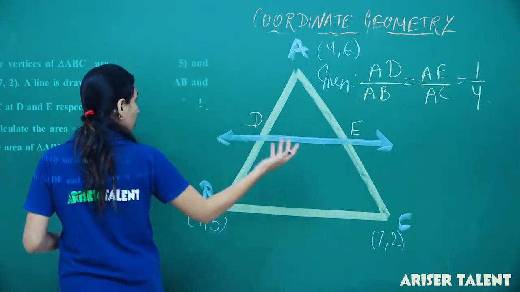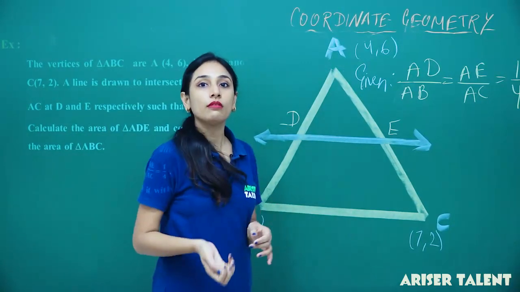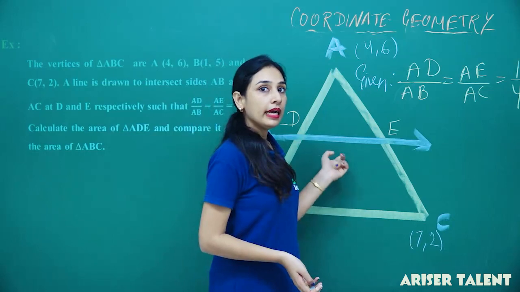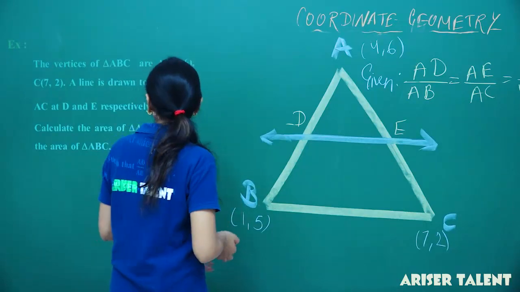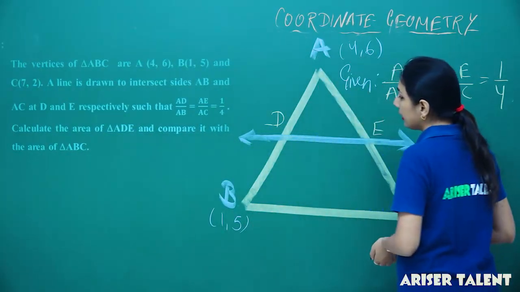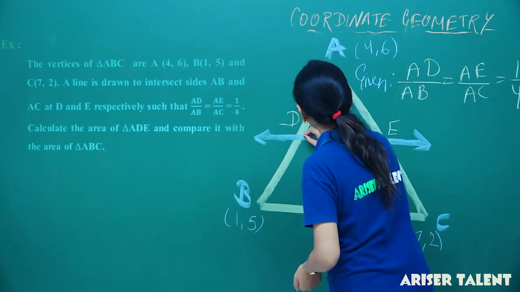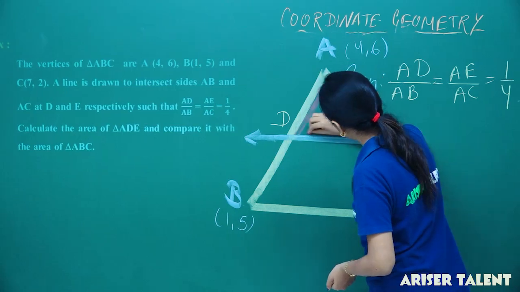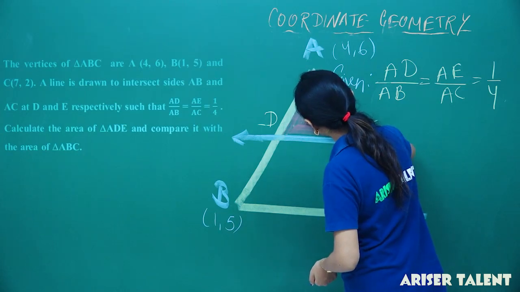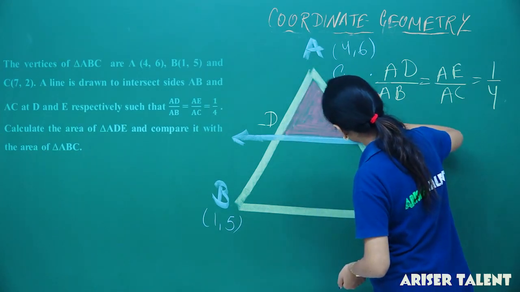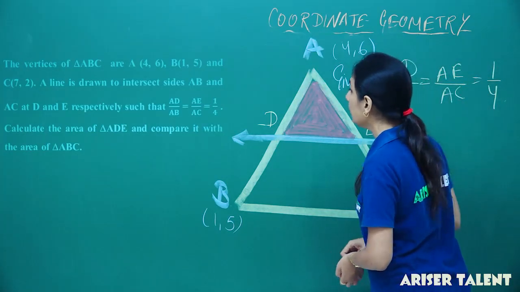Why I am covering all this board is because we are not going to solve this. You are going to solve this. You have to use the concept there and you are going to solve it. I am just telling you the method. Just giving the idea what the question is asking you. Calculate the area of triangle ADE. So, you have to find out this area and compare it with the triangle ABC area.